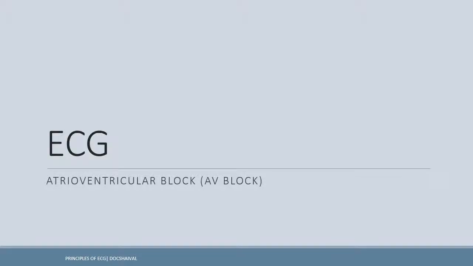So today we are going to understand the atrioventricular block, the AV block. Basically the idea of the AV block is that there is delay or interruption in the conduction of the atrial impulse, or we can say the supraventricular impulses, from the AV node.